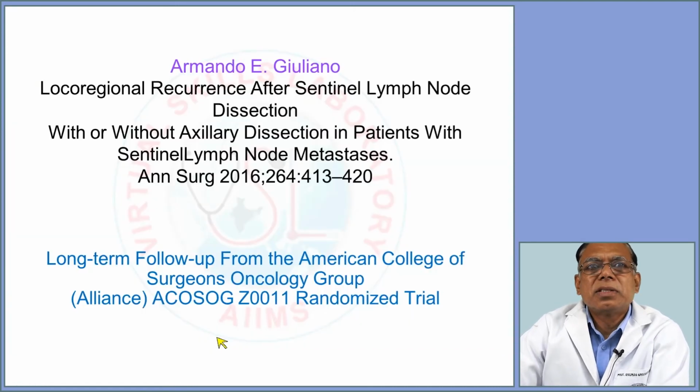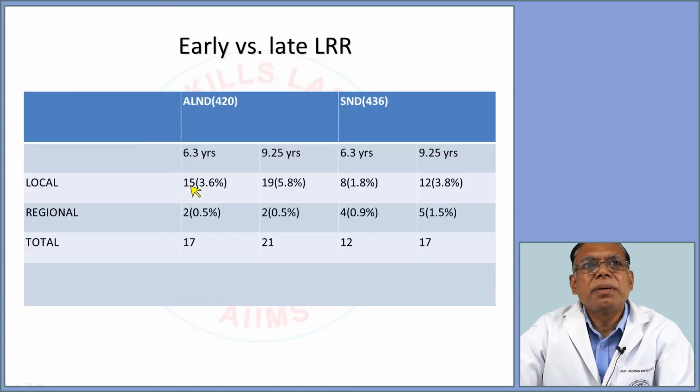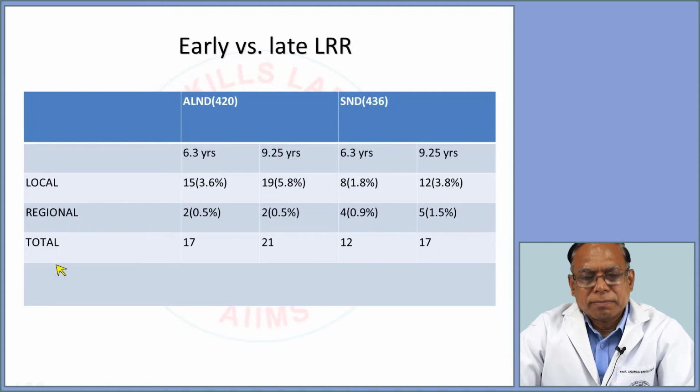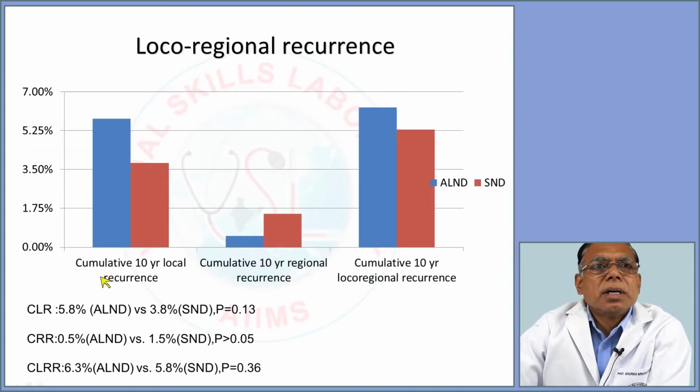The local regional recurrence was reported as a long-term outcome of this trial way back in 2016 in Annals of Surgery, and here is the result. At 9 years of follow-up, women undergoing ALND had local recurrence of 5.8%, and in the sentinel node group, local recurrence of 3.8%. Regional recurrences 0.5 here and 1.5 here. So almost similar recurrence.